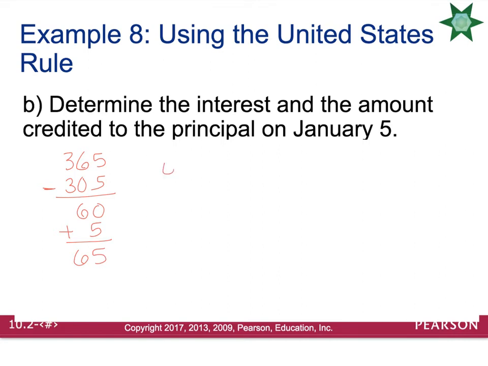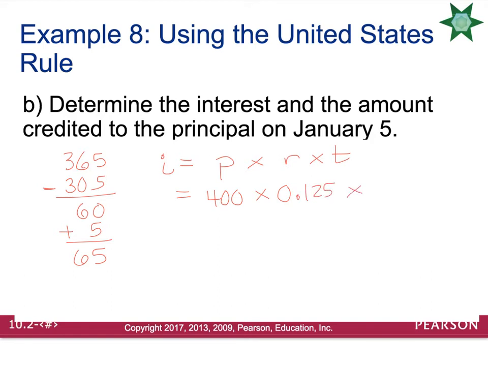If we're going to calculate her interest, we're going to use the formula I equals PRT. When she took out the loan, she borrowed $400. Her interest rate was 12.5%.